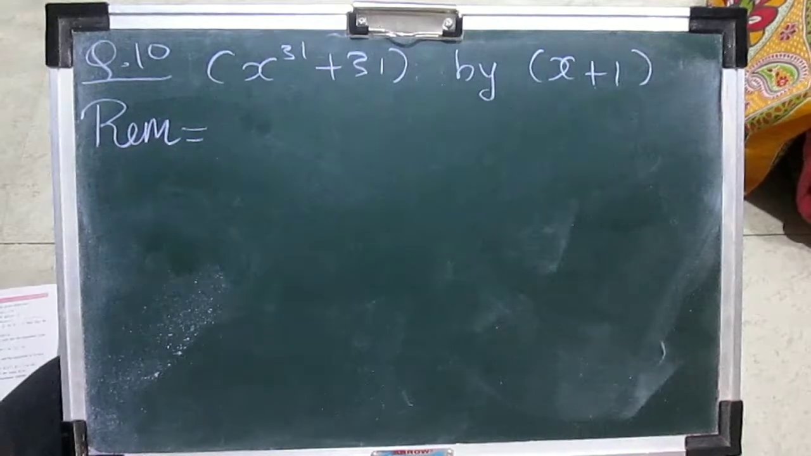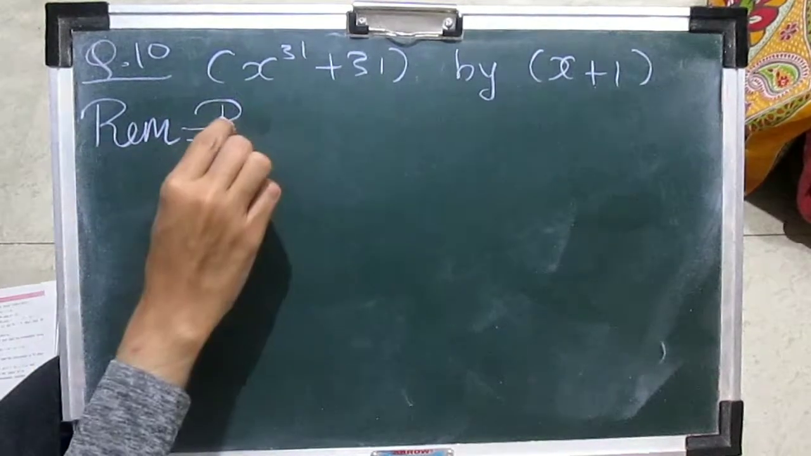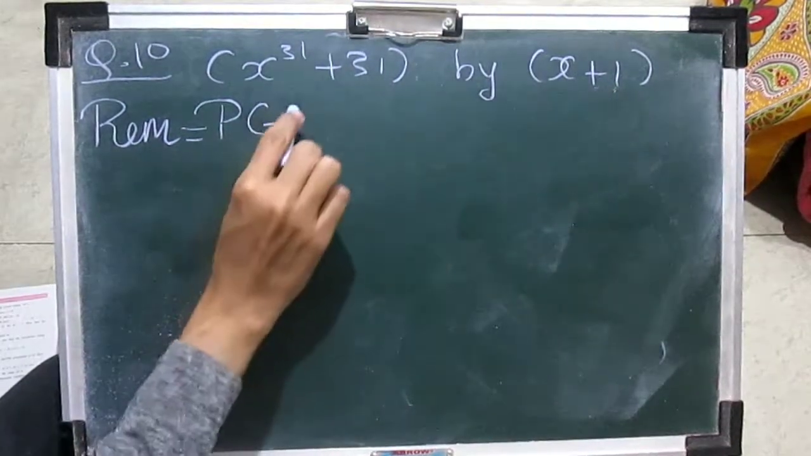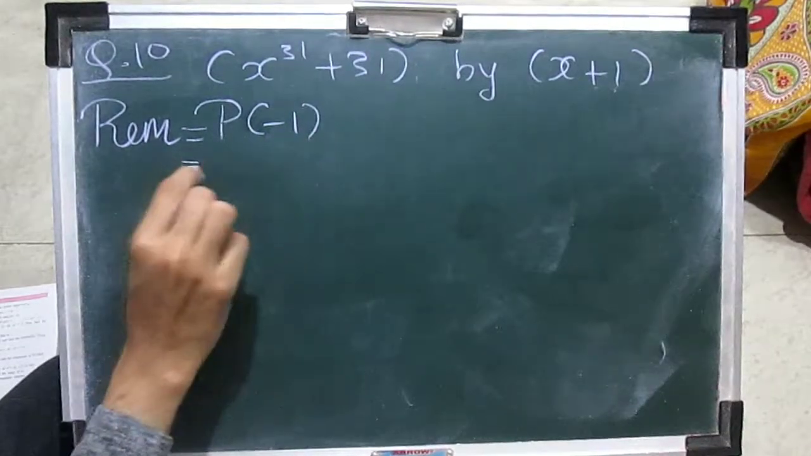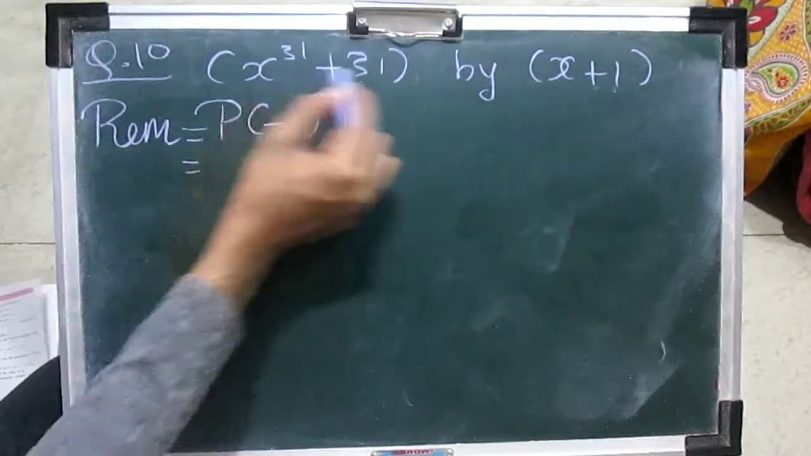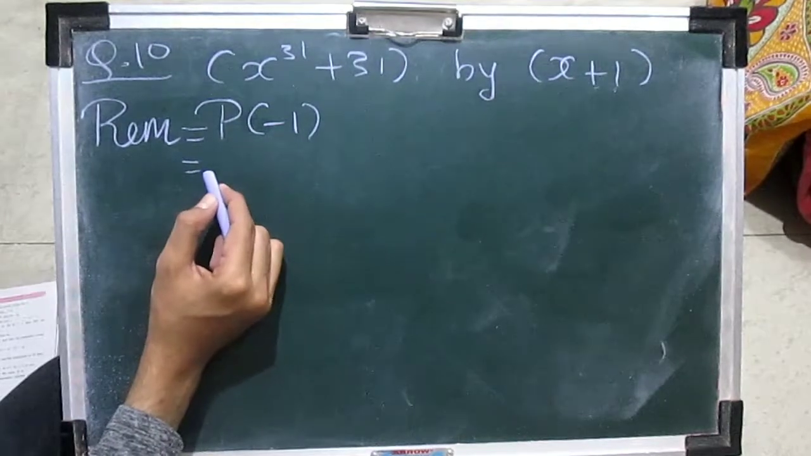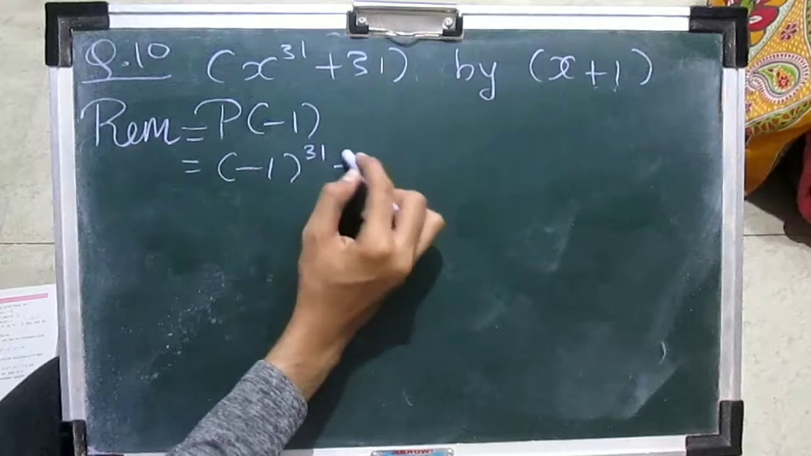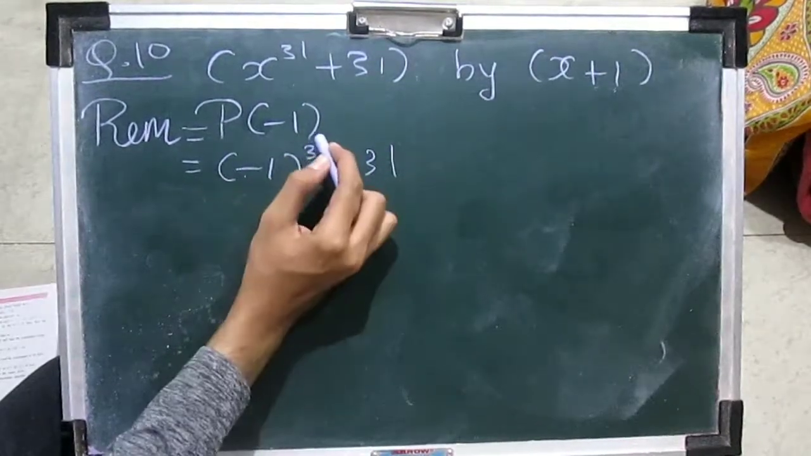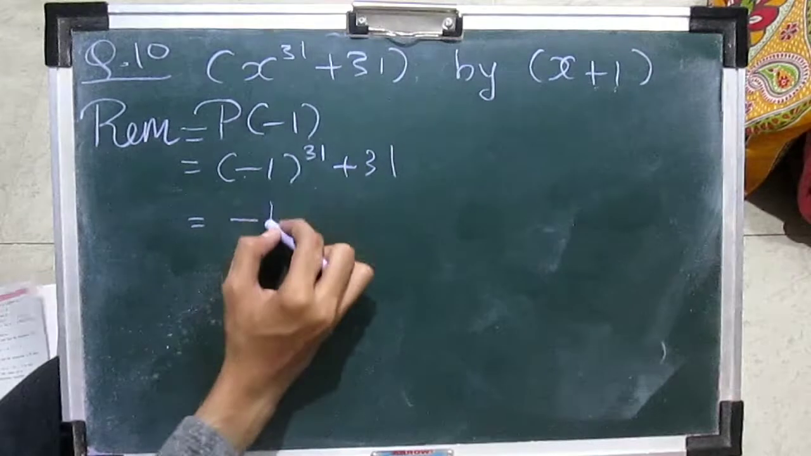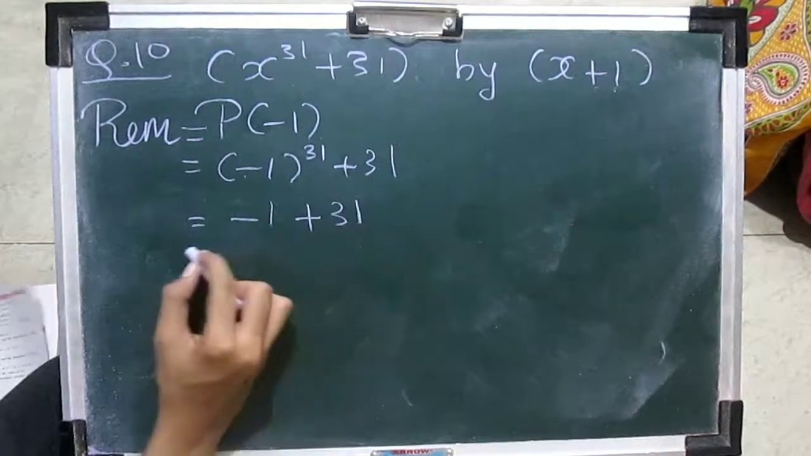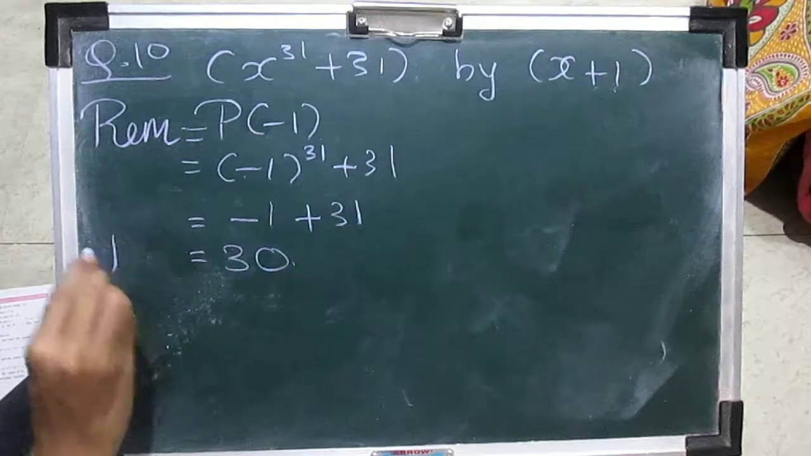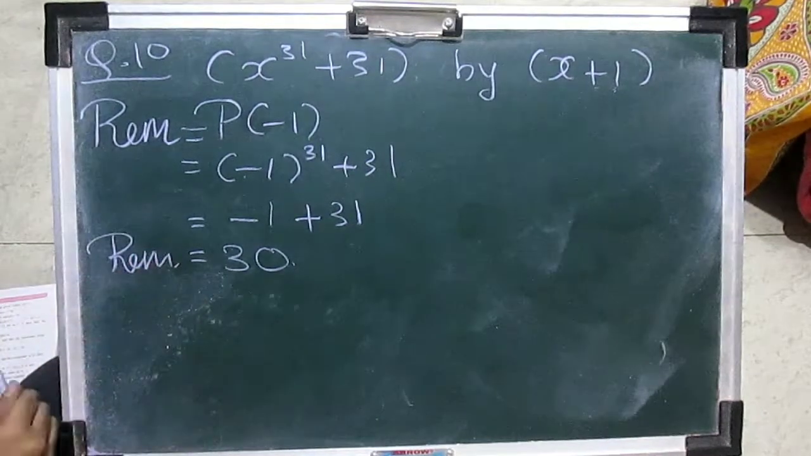So the remainder is the value of the polynomial at some point, and since it is given plus 1, I will take minus 1. So it is the same as the value of the polynomial at minus 1. In place of x, I am supposed to write minus 1 whole raised to 31 plus 31. Minus in the odd power, the answer is minus 1 plus 31. So it is equal to 30. So the remainder is 30. Simple.